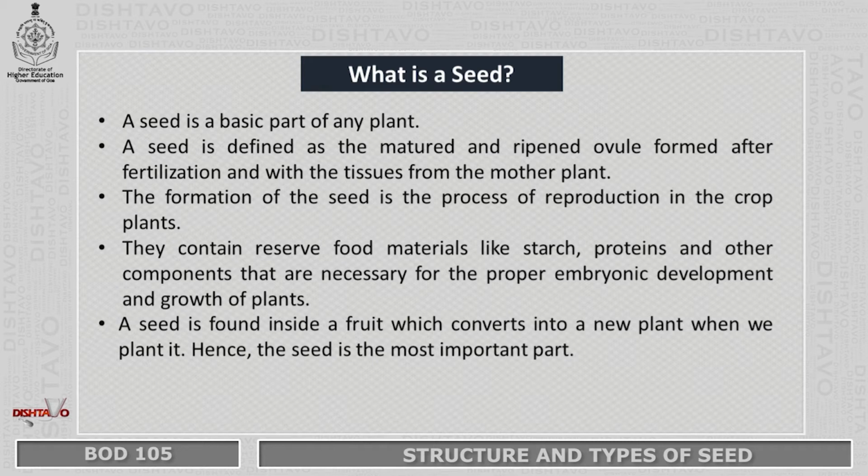The seeds contain reserve materials like starch and proteins, which are the primary metabolites, along with other components which could be secondary metabolites and are necessary for proper embryonic development and growth of plants. The seed, as we all know, is found inside the fruit, which converts into a new plant when we plant it. Hence, the seed is a very important plant organ.